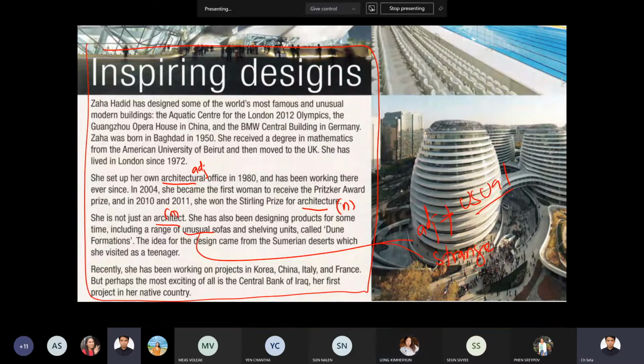Okay, for the word architecture, I will just translate one word you may not know, okay? So I will translate this one or this one. This one you translate like this.